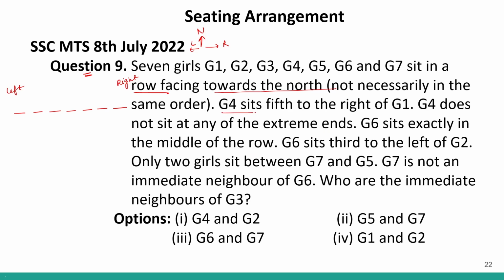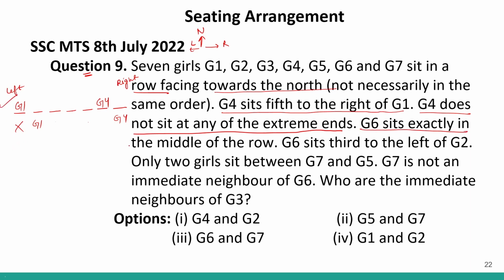Now, let us look at the information. The information says G4 sits 5th to the right of G1. So 5th to the right means if G1 is over here, G4 will be 1, 2, 3, 4, 5. G4 will be over here, 5th to the right of G1. Or it could be G1 over here, 1, 2, 3, 4, 5th to the right of G1. Correct? The next statement says G4 does not sit at any of the extreme ends. So if G4 does not sit at any extreme ends, this is not the correct possibility. We will continue with the first possibility.